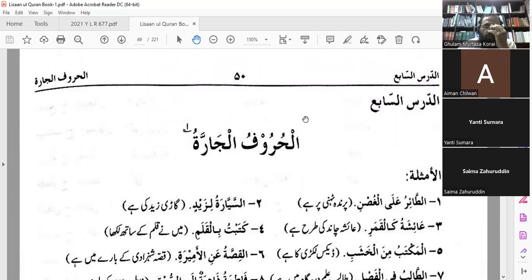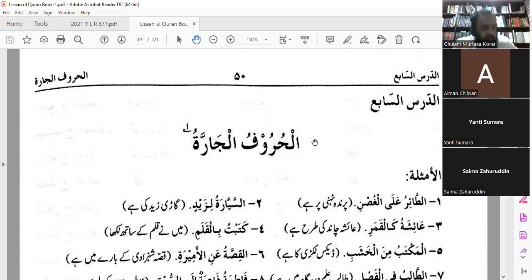So how many huruful jarr are there? Al-huruful jarr. Do you remember? Yeah, I think we did about seventeen. We learned, I think, only 10. They are 17. Eight. Okay. We learned 8. Okay, good. So can you tell me what is the function of huruful jarr?